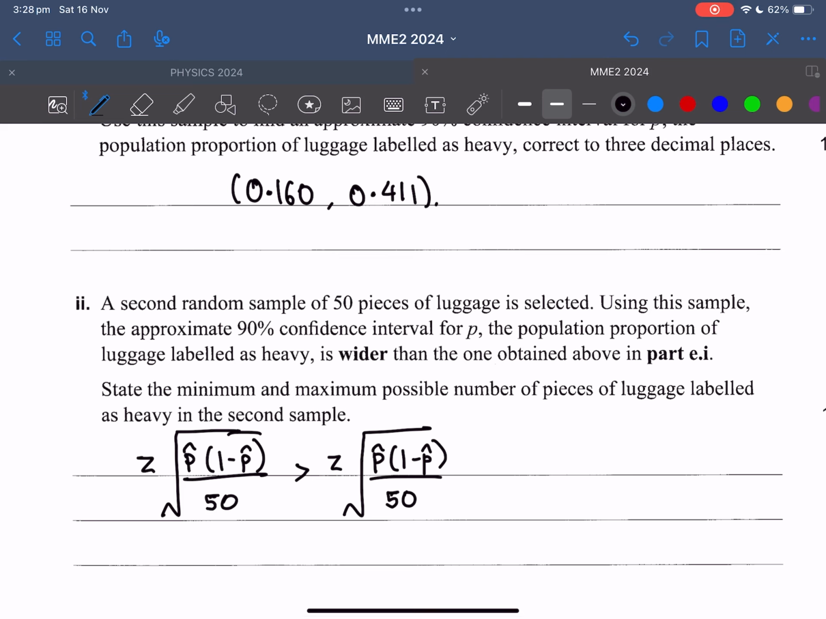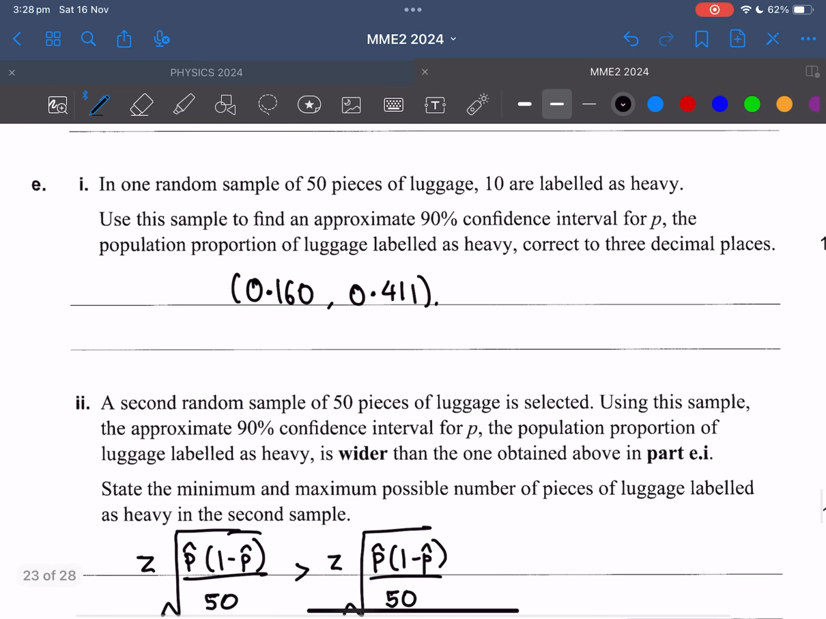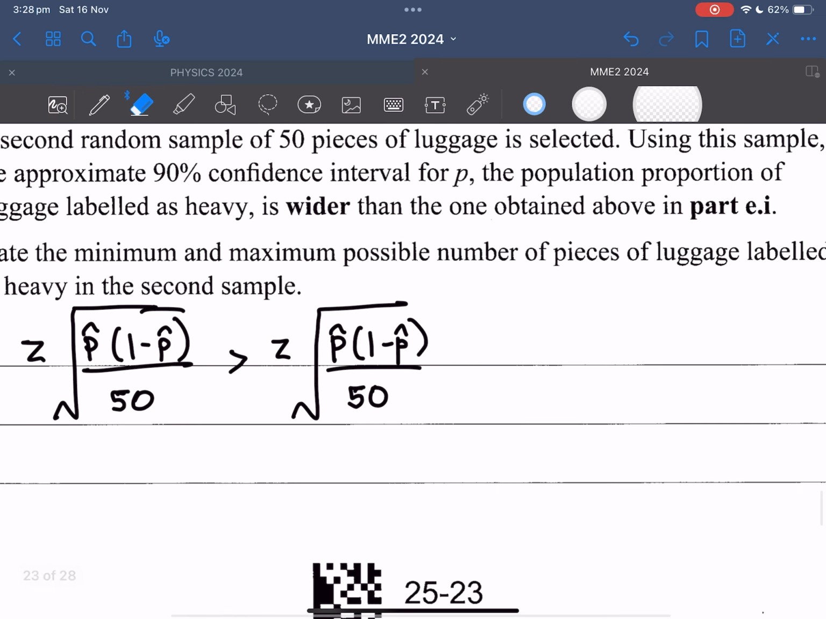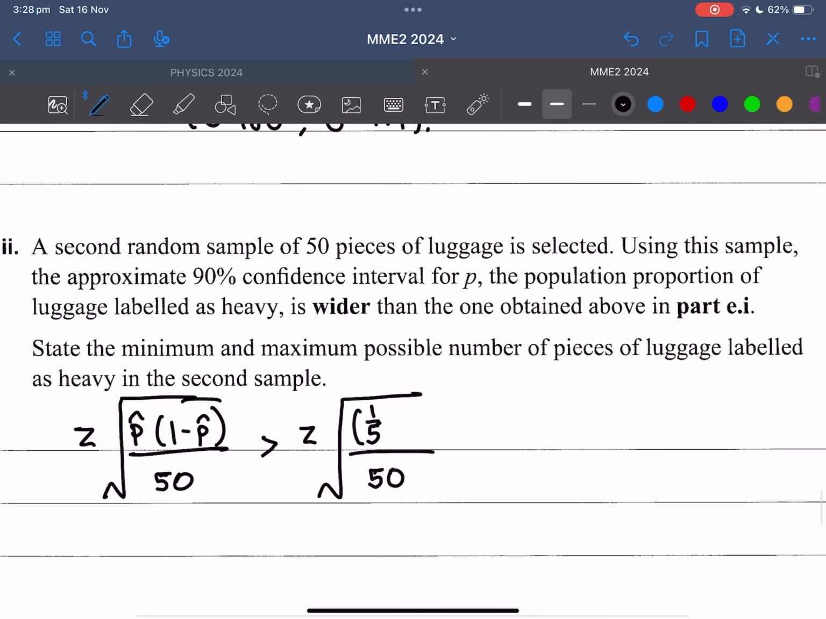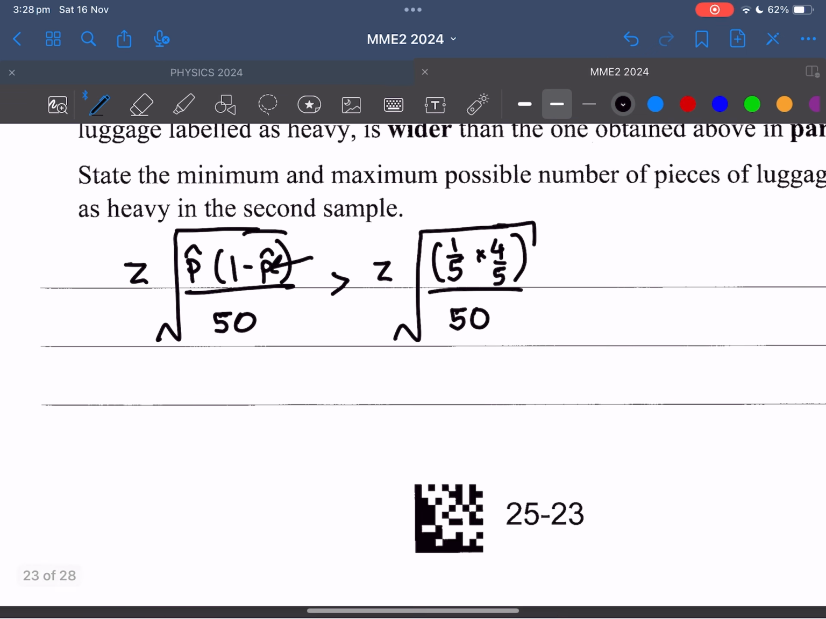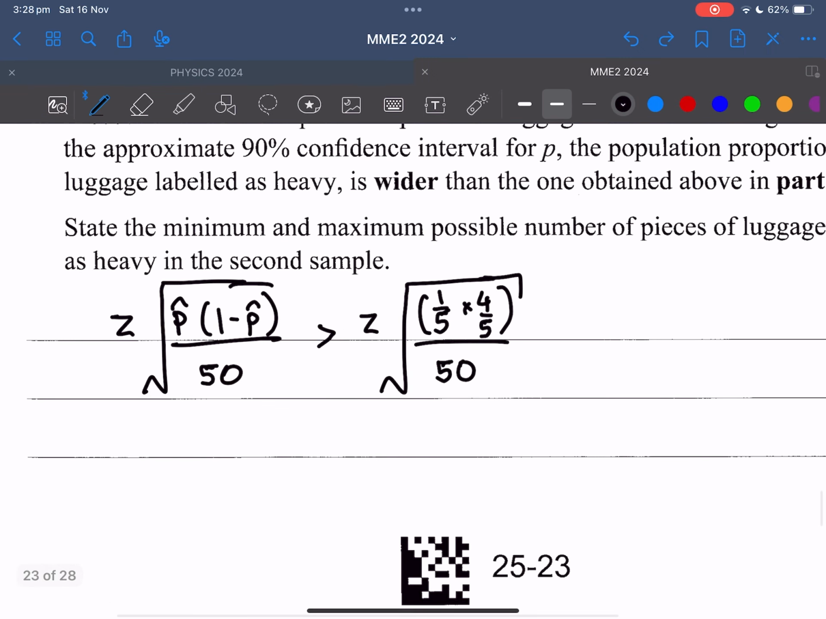So our second random sample of 50 pieces is selected. Using this sample, approximate this. Oh, hold on. So we have 10 labeled as heavy, so we can find out. This one has to be 1 on 5 because 10 on 50 times 4 on 5. So we are basically looking for the new p hat value, which gives us a wider confidence interval. That's why I have this inequality set over here, so we're just solving for the value of p hat.